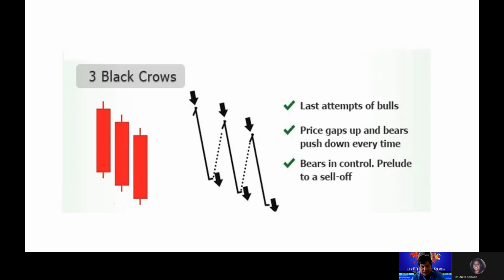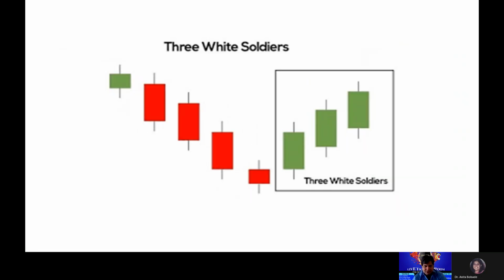Three black crows, last attempts of the bulls, which means they are showing lower highs and lower lows. Look at this, lower lows, lower lows, lower lows. Here, lower highs, lower highs, lower highs. It means three black crows. It means that the trade is gonna go down. I'll show you on the Nifty chart exactly how it looks.